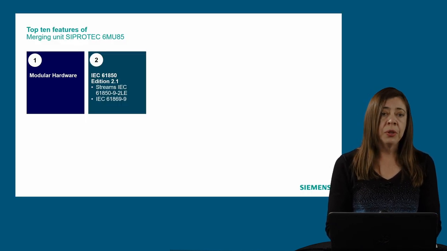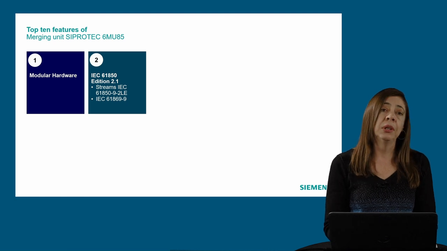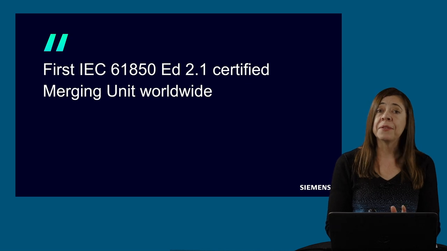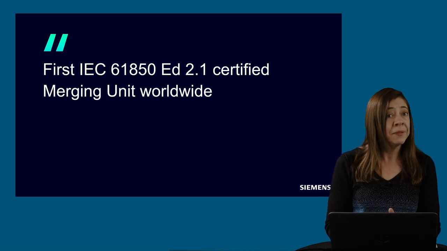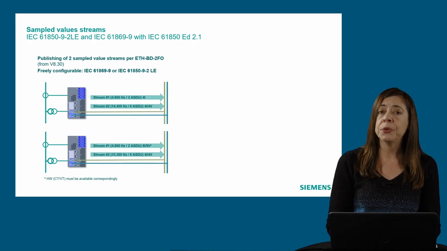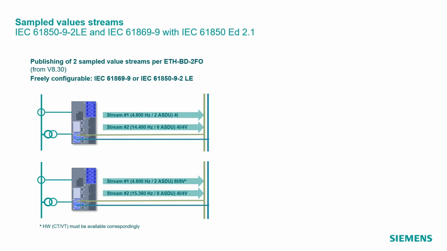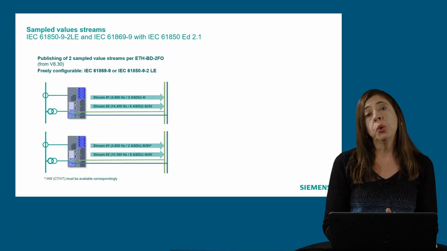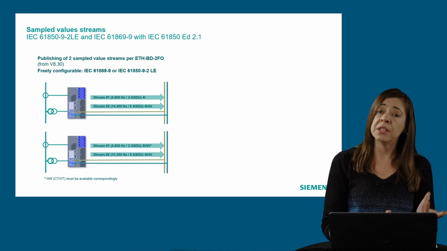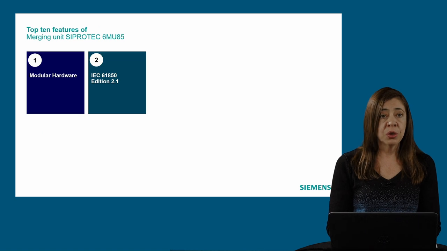The second top feature is the support of the IEC 61850 edition 2.1. By the way, this merging unit is the first merging unit worldwide certified under this standard. And you can also have the support for all types of streams. In one module, you can configure up to 2 streams, and they can be freely configured. So you can have 2 streams from the light edition, or you can have 2 different flexible streams, or even a combination, 1 flexible stream and 1 light edition stream.